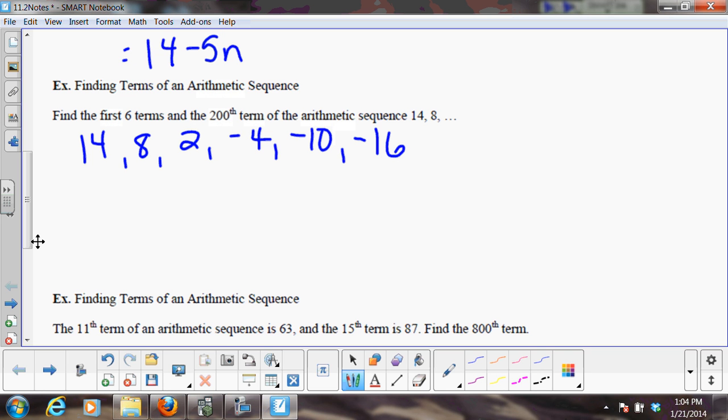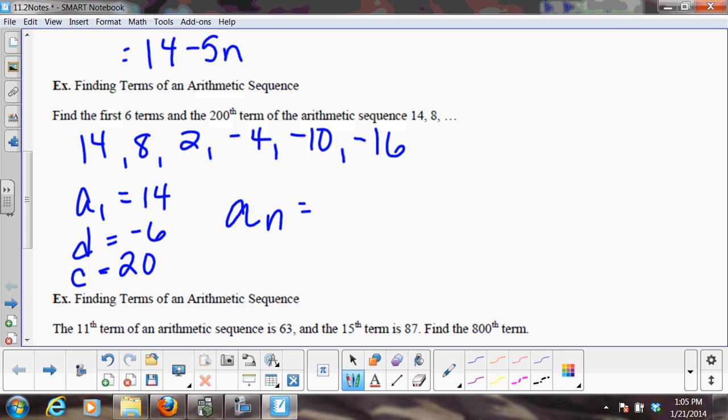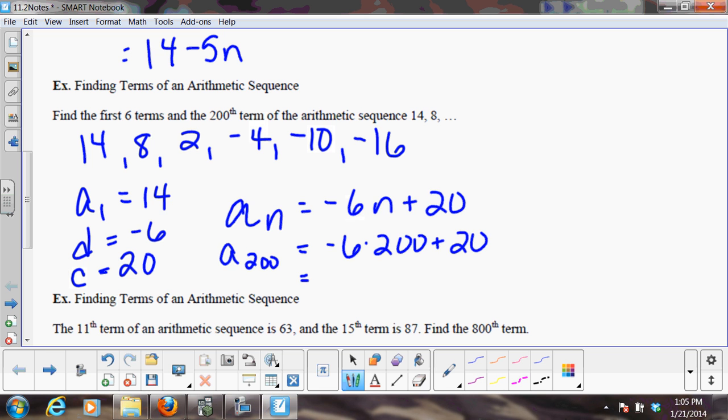If you want to write out 200 of those numbers, by all means, go ahead. I'm just going to write a formula. So my first term is 14. D is -6 because we're going down. If I want to do my C, the one formula, 14 minus -6 is 20. And here's the formula then. If I want the 200th term, stick 200 in, and we see that it is -1180.